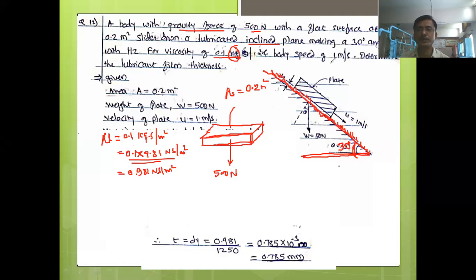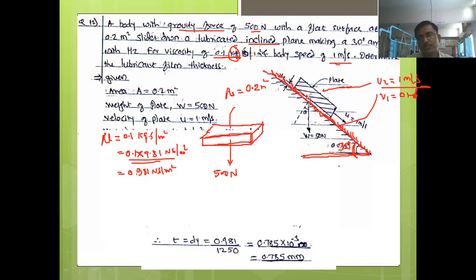The object is moving with a speed of 1 meter per second. So here we will use the notation V1 equal to 0 because the surface is stationary, and V2, the velocity of this object, is equal to 1 meter per second. Determine the lubricant film thickness. Here we have to determine the thickness of the lubricating oil which is placed here.